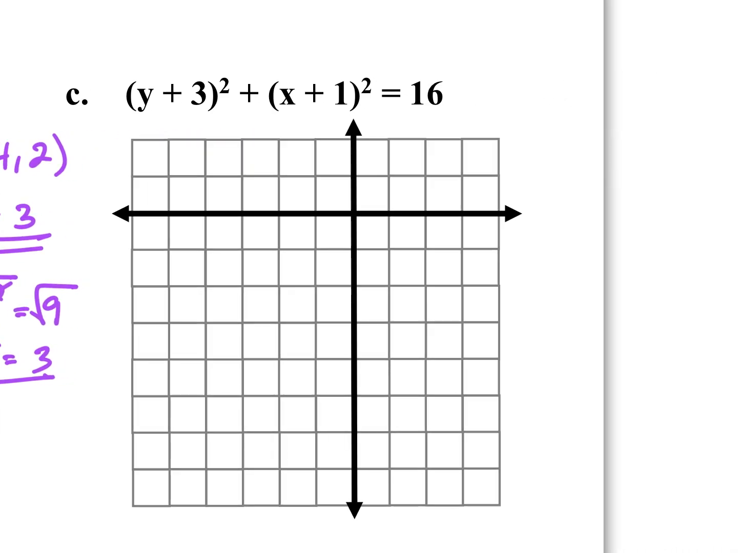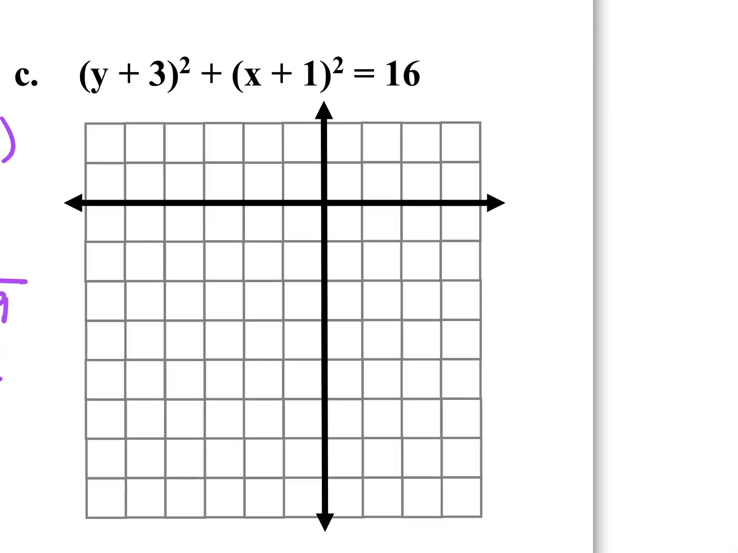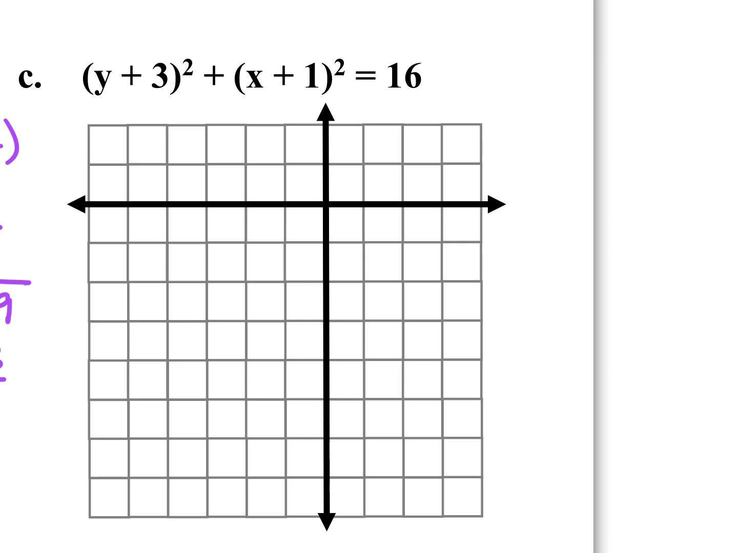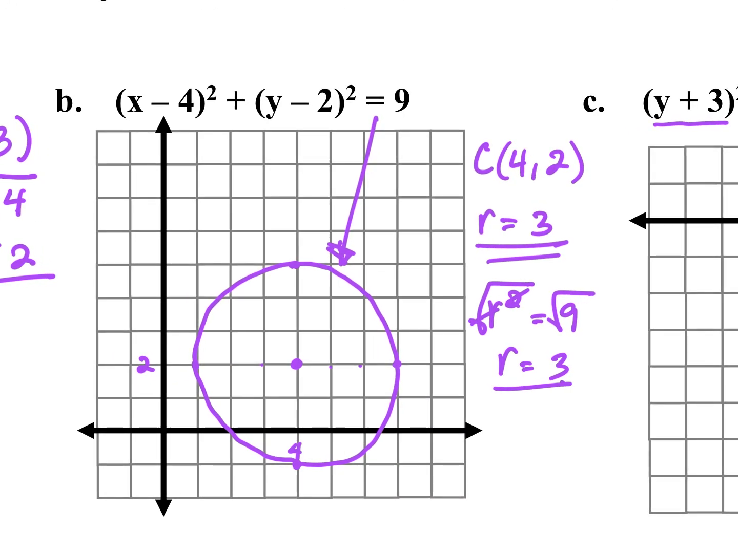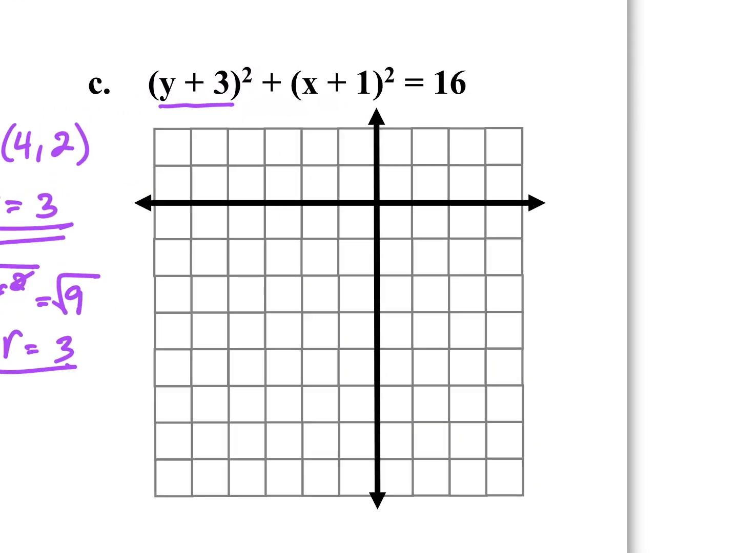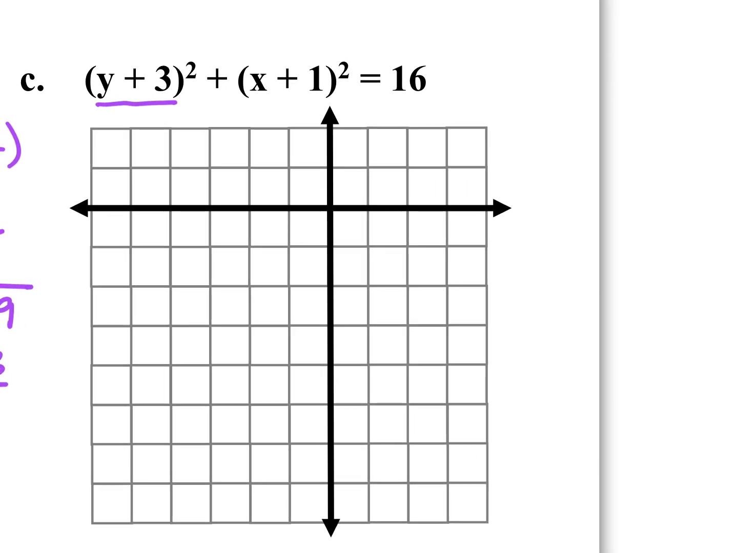Letter C. Do the same thing again. Now remember that the first one that's written here is y, it's not x. Compared to the earlier ones, just like this one in letter B, you can see that x came first. Here in letter C, y came first, so don't get confused. Still, your center is going to be (h, k), and that (h, k) in this case is going to be -1 and -3 with a radius of 4. Square root of 16 is 4.